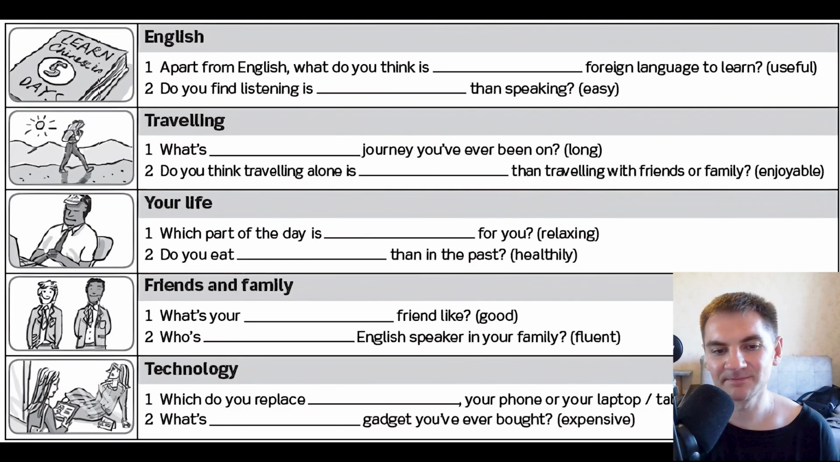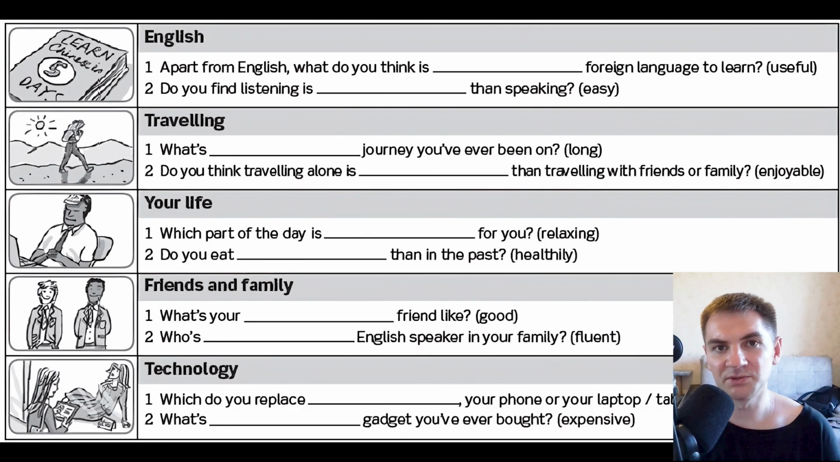So something like this. Next is, who is the most fluent English speaker in your family? Guess who? Actually, I think nobody speaks English in my family. I'm the only option. Next is technology. Which do you replace more often, your phone or your laptop or tablet? Of course, my phone, because it usually works about a year, then it breaks down, and then I need a new phone.